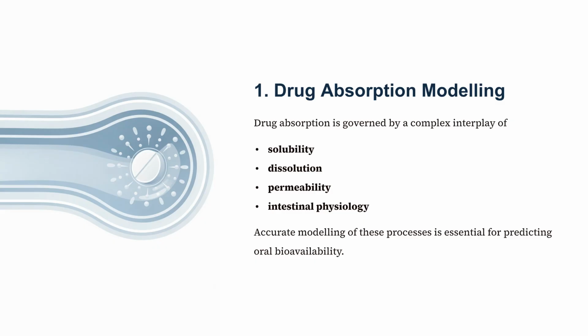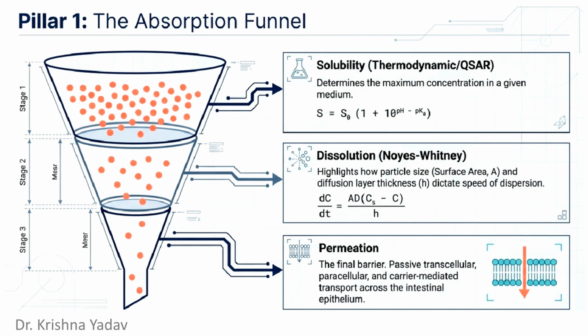Our first topic is drug absorption modeling. Drug absorption is governed by the interplay of solubility, dissolution, permeability, and intestinal physiology. Accurate modeling of these factors is crucial for predicting oral bioavailability. The absorption funnel outlines the three main stages of absorption. Stage 1 focuses on solubility, Stage 2 on dissolution, and Stage 3 on permeation. Each stage represents a critical step in the drug's journey through the intestinal epithelium.